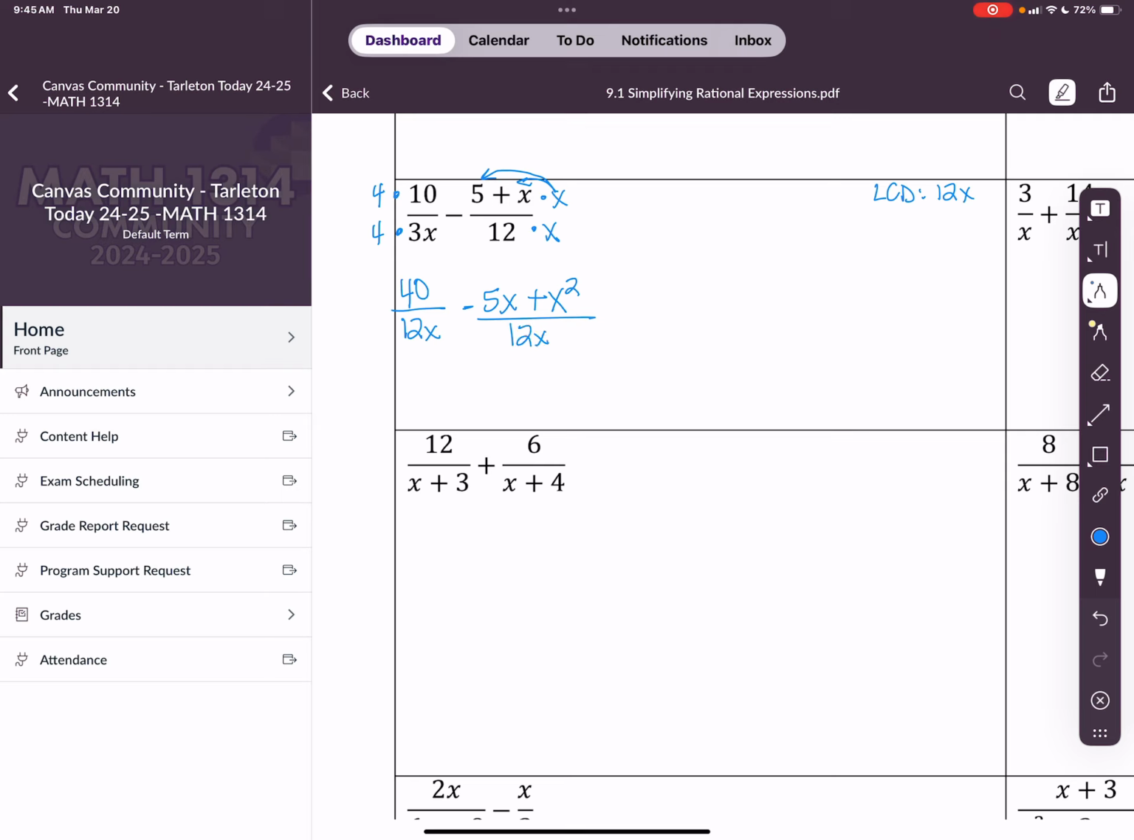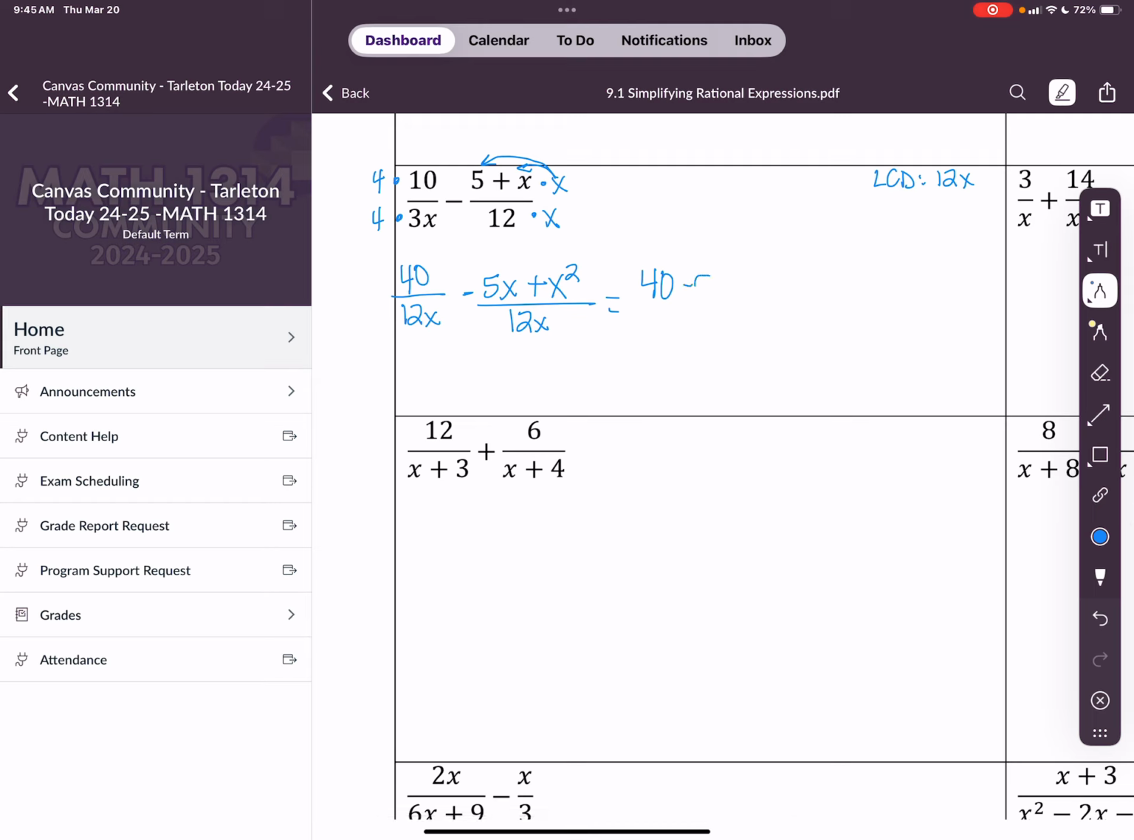Now I have common denominators, so I'm just going to take the top and subtract it. So I'm going to take minus 5x, and then again distribute this negative to my x squared, so negative x squared, and it's all over 12x. Now I will tell you, normally we would write it in standard form. She does not. She actually leaves it written like this, and so we would just write it like this.